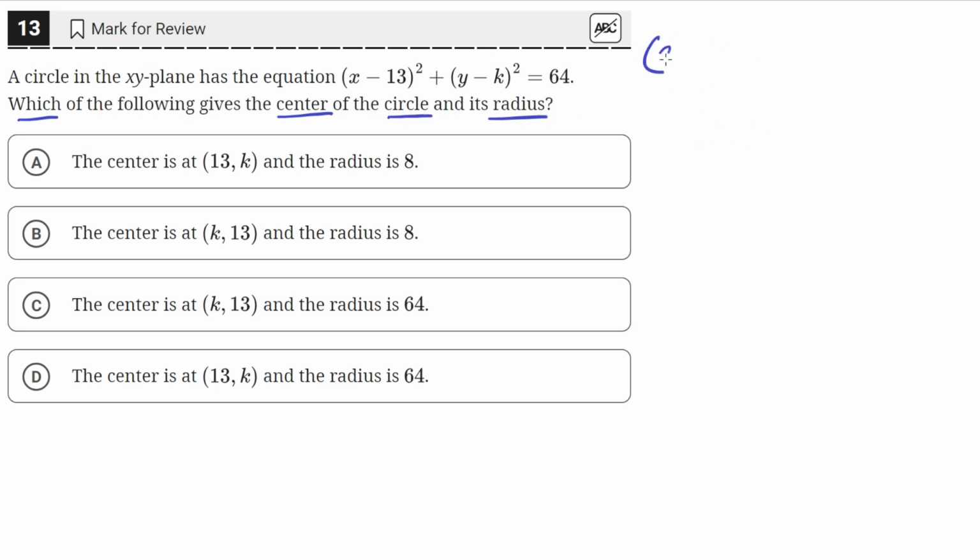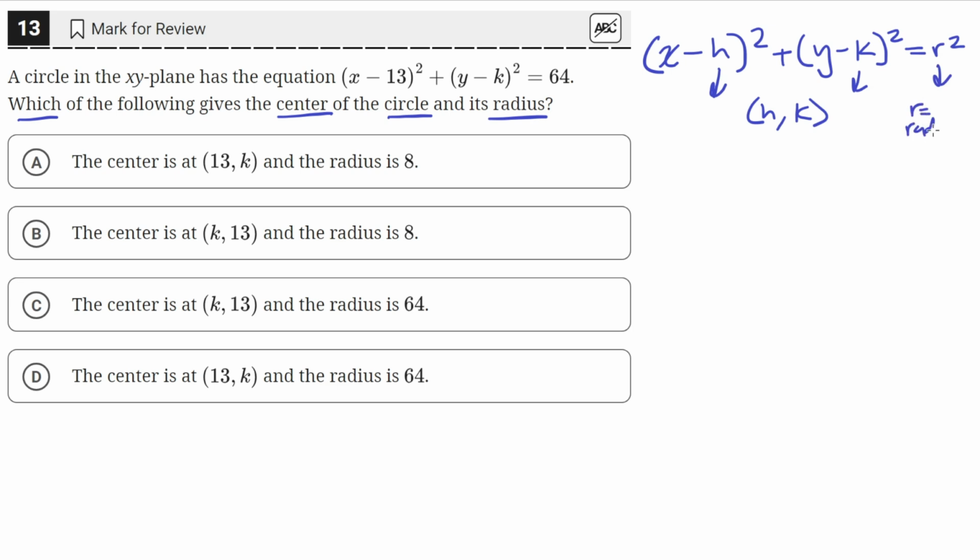So the equation of a circle in the xy plane is (x - h)² + (y - k)² = r², where h and k are the coordinates of the center of the circle, and r is the radius. So in this equation, we can look at h and k to find the center, and the value of r to find the radius.